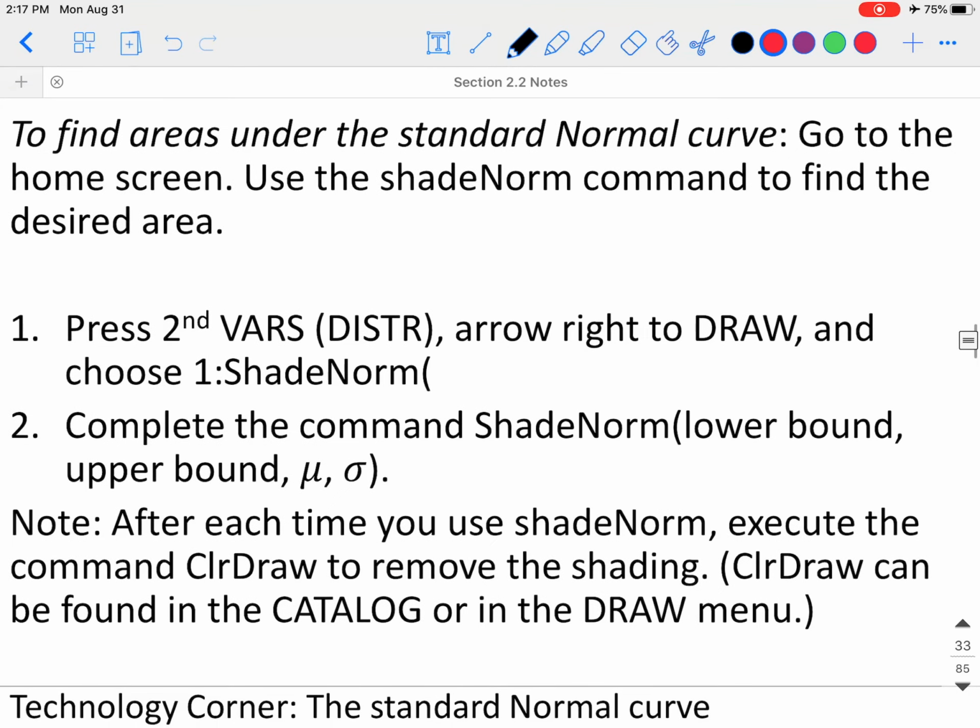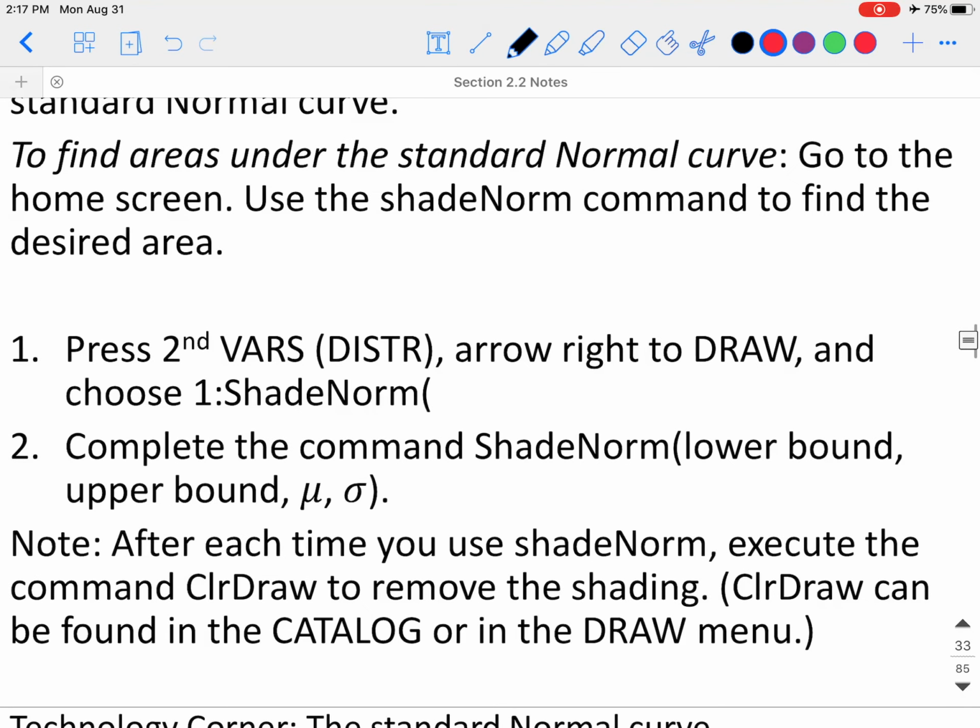To find the area under the normal curve, you would go to your home screen, and we're going to use the shadeNorm command. To do this, you would hit second vars, which is distribution. You're going to arrow right to draw and choose option 1, which is ShadeNorm. You're going to complete the command by telling it a lower bound, an upper bound, the mean, and the standard deviation. Now, if you're wanting to find values that are less than a certain value, your lower bound is just going to be a very, very low number, and you will know your upper bound. It'll be whatever that z value is.